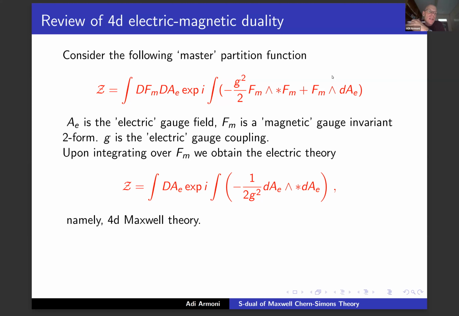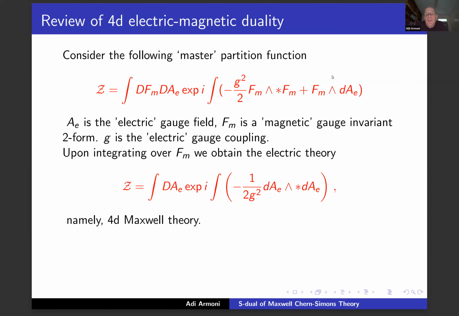in a full quantum theory, not at the classical level, but in a proper way, is to start from the following, what in the literature is called a master partition function. Let's see why it is called a master partition function. So we integrate over what we call Fm, which is a gauge invariant two-form, and over DAE, and we write this expression in the action.